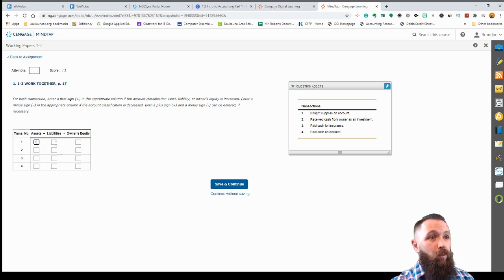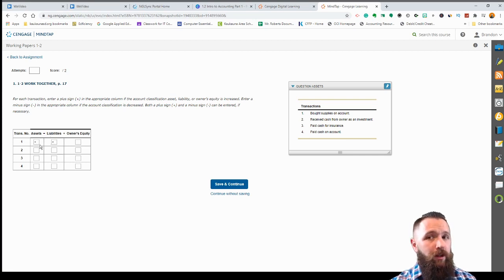We know that we're going to owe more money. So we bought supplies on account. That liability goes up because we owe somebody in what? Accounts payable. So let's put a plus there. When we look at this, we know the accounting equation is going to be balanced because the left side has a plus and the right side has a plus.